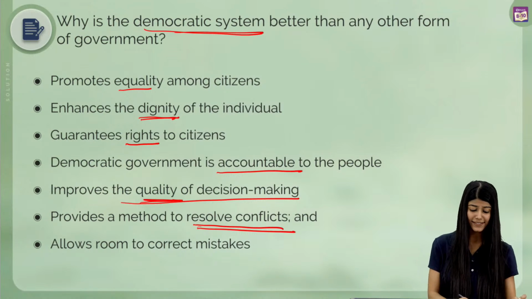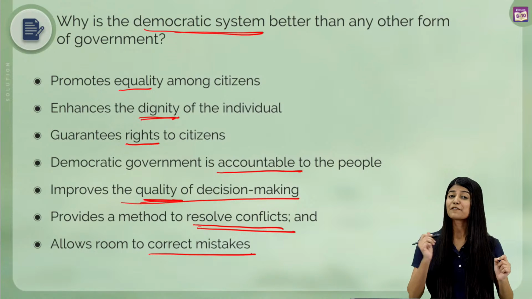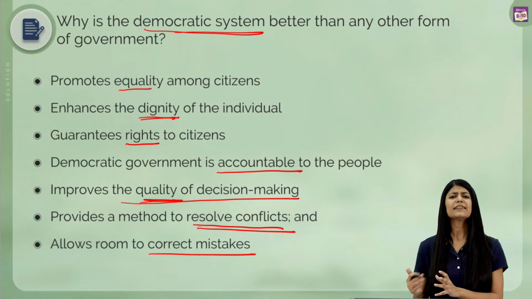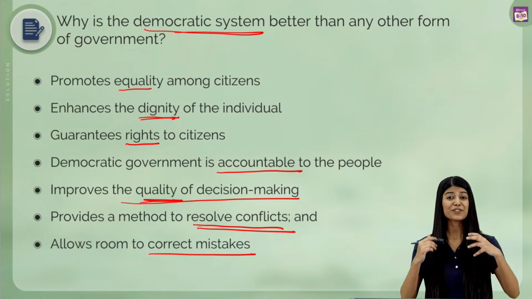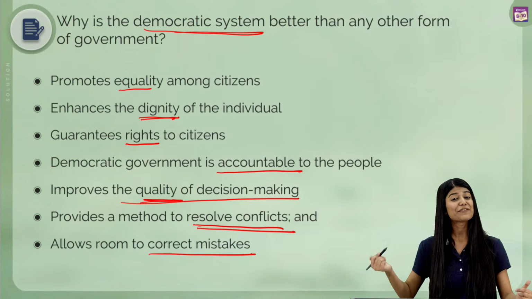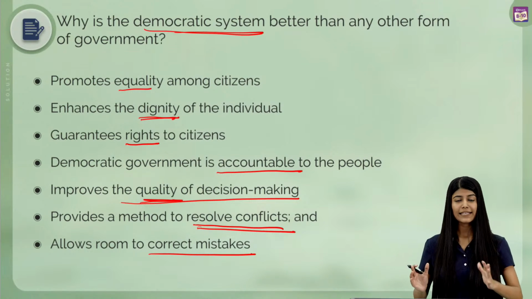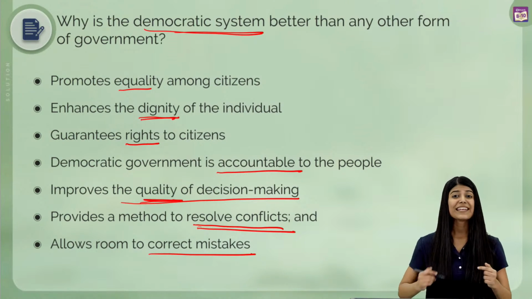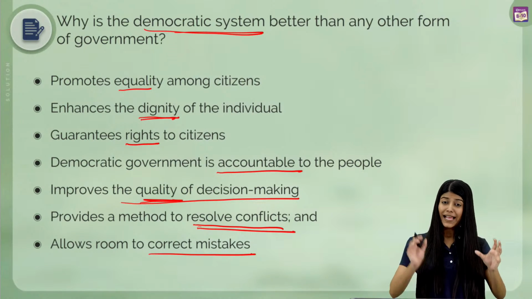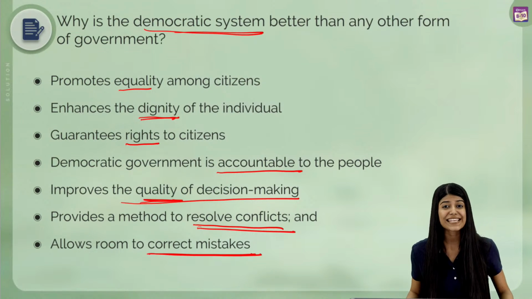And the last one is, it allows room to correct mistakes. After every 5 years, we have an election. Say, for example, a particular current government didn't perform. We have the chance to elect another government who we think can sort the issues that the previous government wasn't able to. And the same goes for the parties. They can say that we realize that we didn't do well, but the next time we come back, we will make sure that we do better. So the people and the parties both have this room to correct mistakes, right?